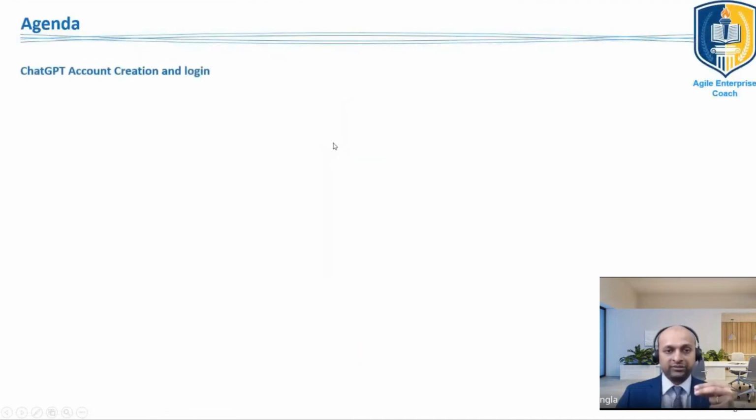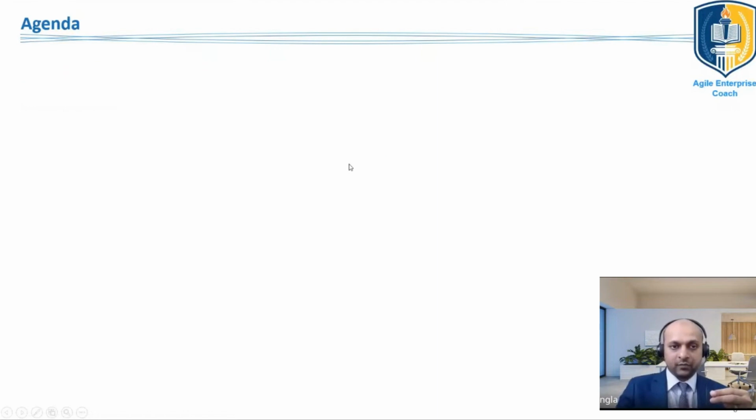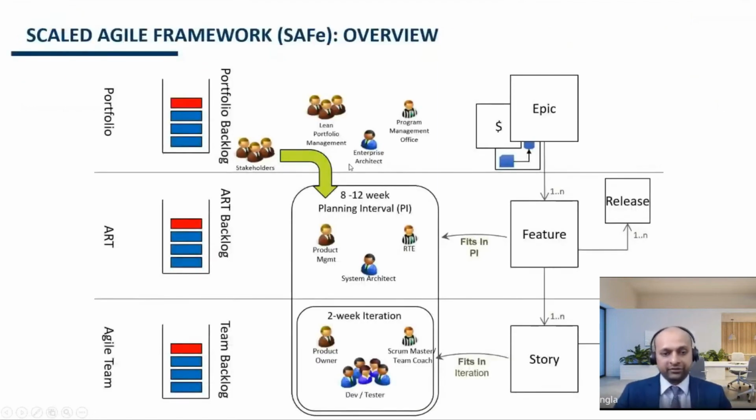So yes, this was the overview of the Scrum framework. Then another few things which I want to cover here is that an ART, Agile Release Train, can have anywhere between 5 to 12 agile teams working in it.